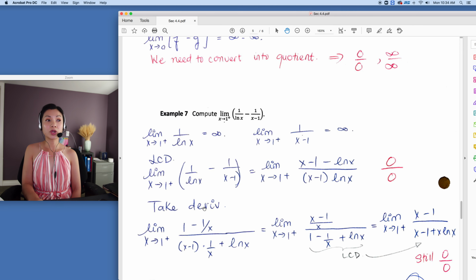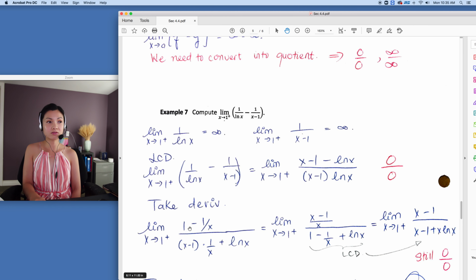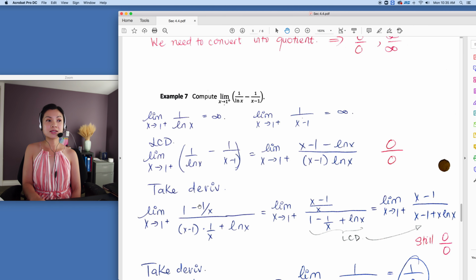So we're going to take the derivative. Applying l'Hopital means taking the derivative of the top and taking the derivative of the bottom. Notice that this is the product rule for x minus 1 times ln x. So when I take it, once again, I simplify it. So I end up with this part right here.